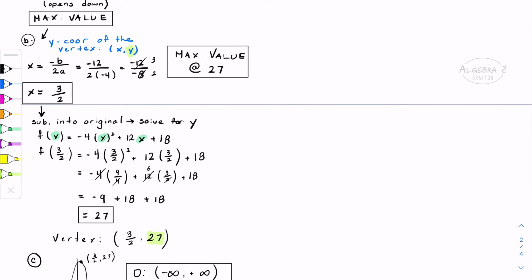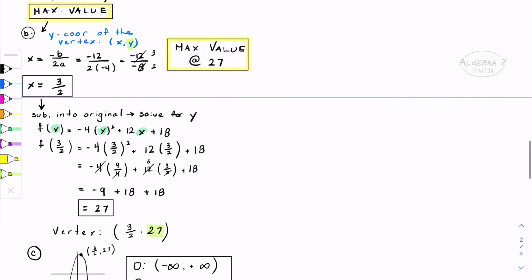So in part A, we determined that we had a maximum value. In part B, we calculated the vertex, and the y-coordinate of the vertex is your maximum value. And then in part C, we just utilized everything we know about graphing and the vertex, and we determined that our domain is from negative to positive infinity, and the range is from negative infinity to 27.